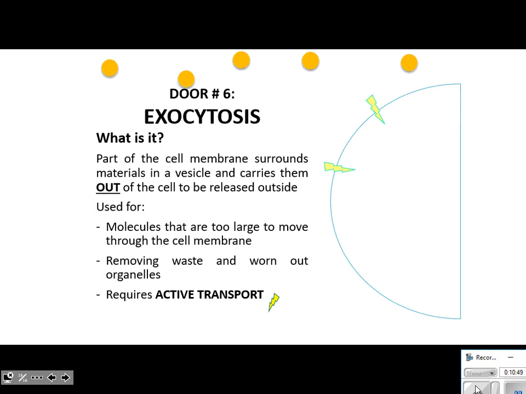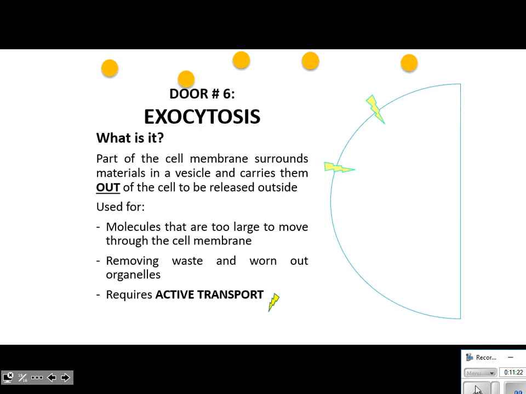Exocytosis. Okay? Exocytosis, what is it? Well, it's where part of the cell membrane surrounds the materials in a vesicle and carries them out of the cell to be released. Once again, these molecules that are being carried out of the cell to be released are too large to pass through the membrane. So they can't pass through the membrane. We have to have exocytosis.